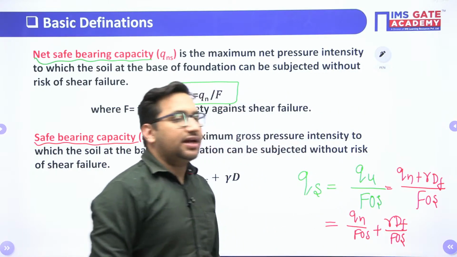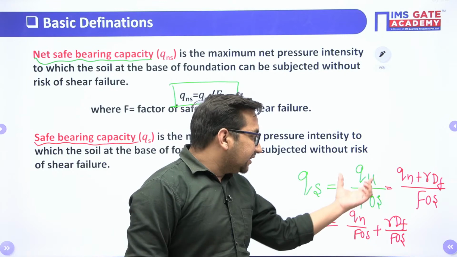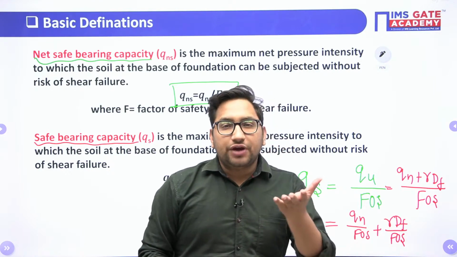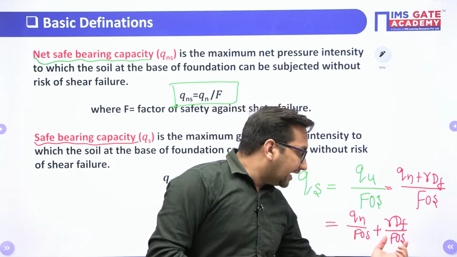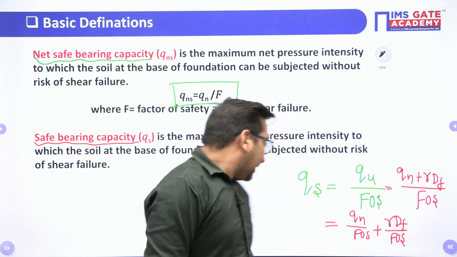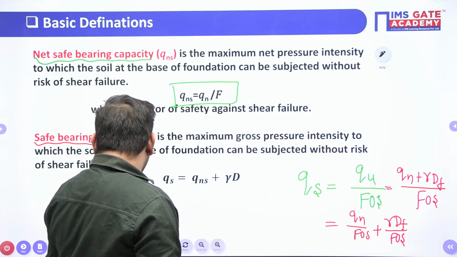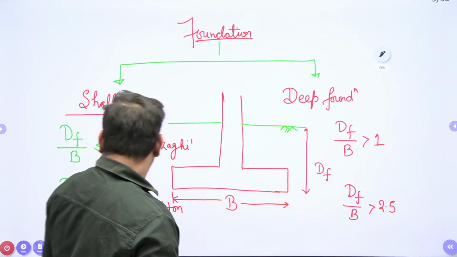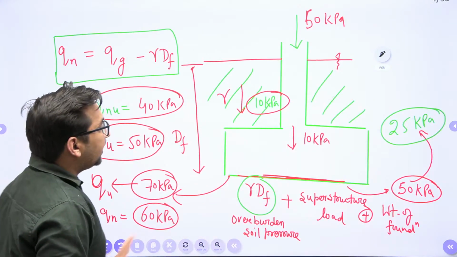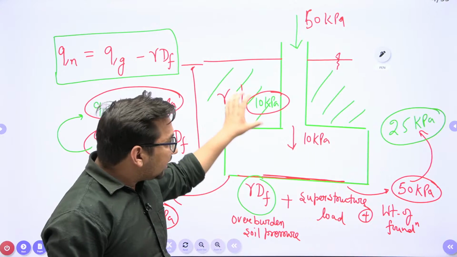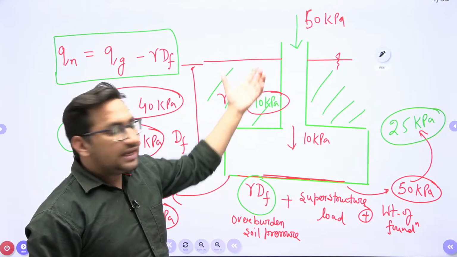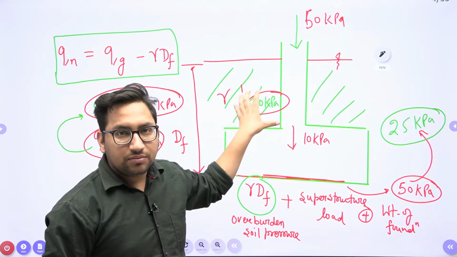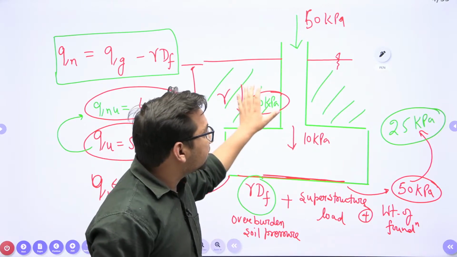So the common mistake here is that when we directly divide the ultimate bearing capacity by the factor of safety, this gamma Df term, which is nothing but the weight of soil above the foundation, is also divided by the factor of safety. Now, if the stress due to the weight of the soil is 10 kilopascal, it was 10 kilopascal even before the construction. It will remain 10 kilopascal even after the construction, right? You cannot change this value. It means you cannot apply the factor of safety on this value.